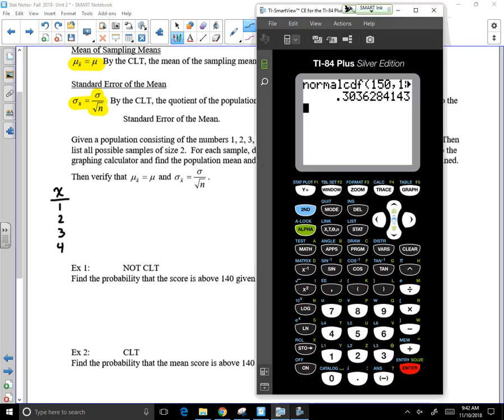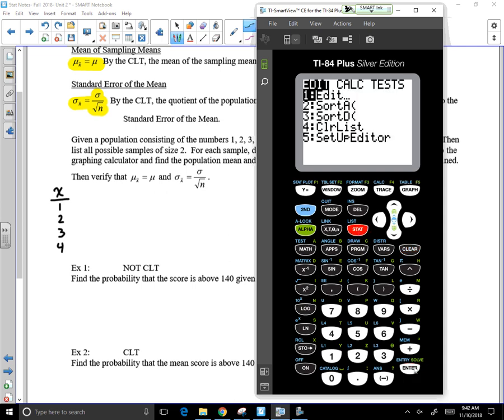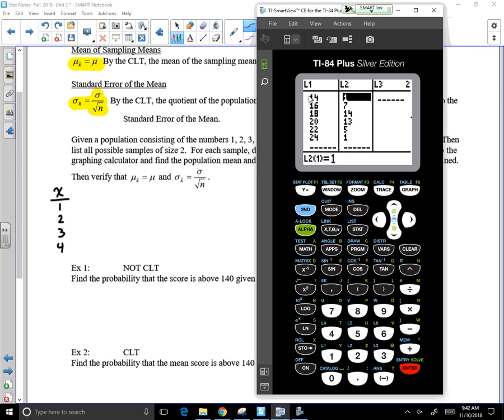Making sure that's on because I just got through saying how important it is, and I would not be a happy camper if I was not recording. All right, so stat edit.